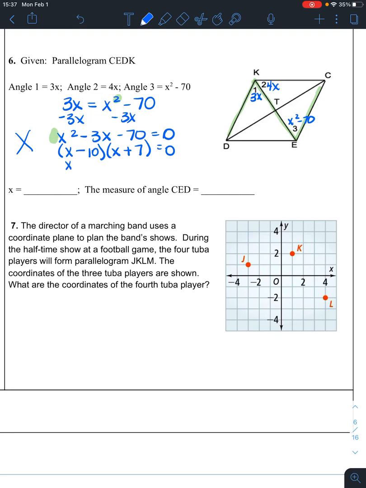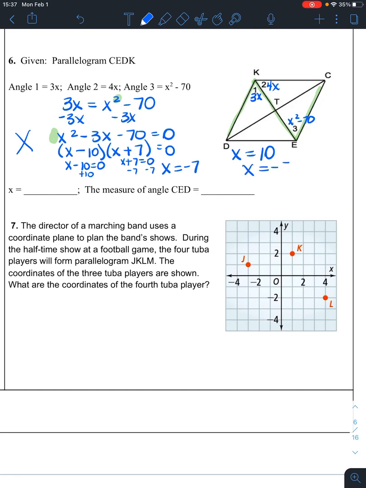Once you get this, then we set each one equal to 0. X minus 10 equals 0. So you add 10 to both sides, and we get x is equal to 10. I'm going to write it over here because I don't know if it's the answer yet. And then x plus 7 equals 0. Subtract 7 from both sides, and we get that x is equal to negative 7.